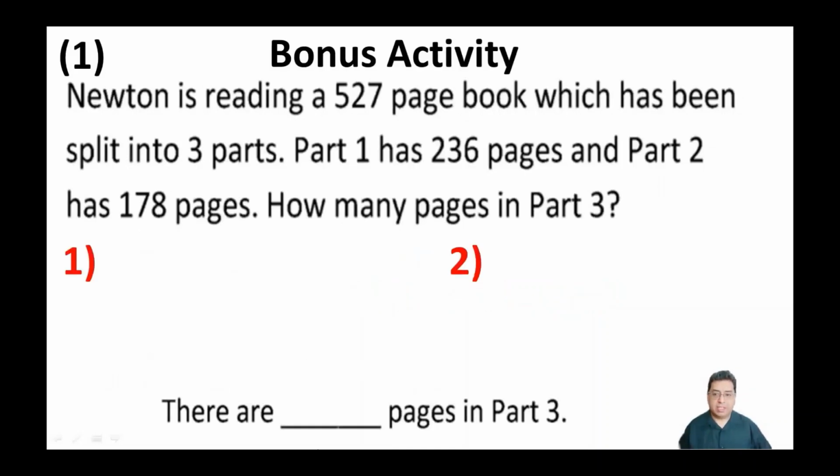So for the bonus activity, like I said, I had a couple of two-step problems here. Here's the first one, and it says, Newton is reading a 527-page book, which has been split into 3 parts. Part 1 has 236 pages, and Part 2 has 178 pages. How many pages is Part 3? So, like I showed you at the beginning, do a two-step one here. And if you can think of any others, leave them in the comments down below.